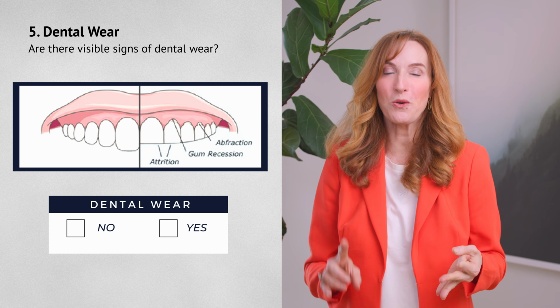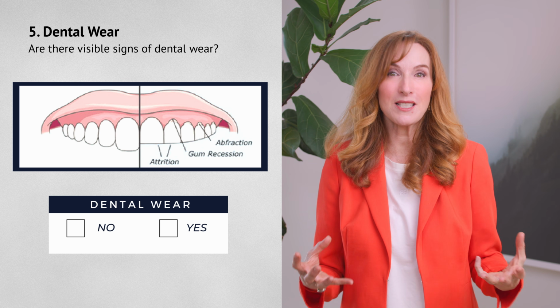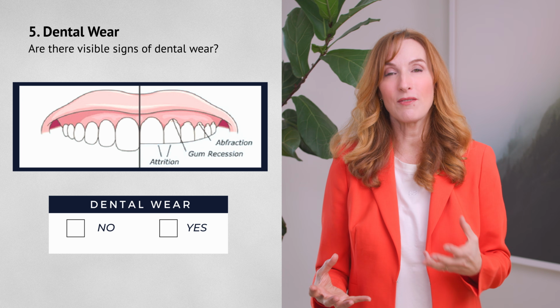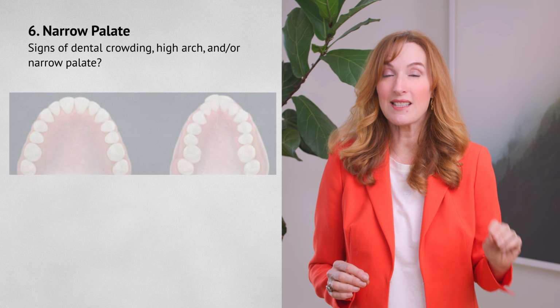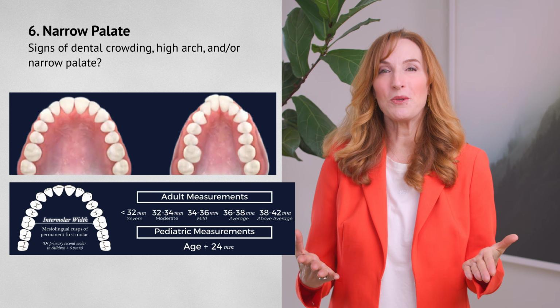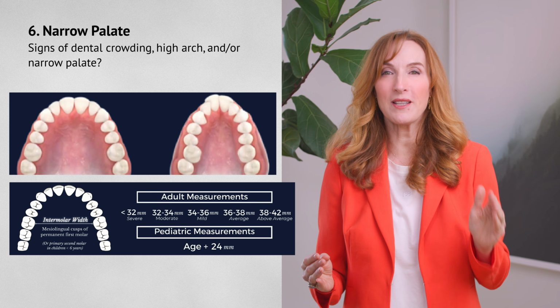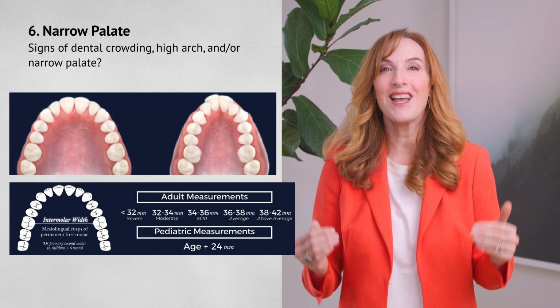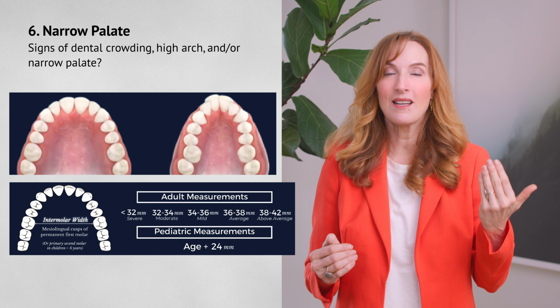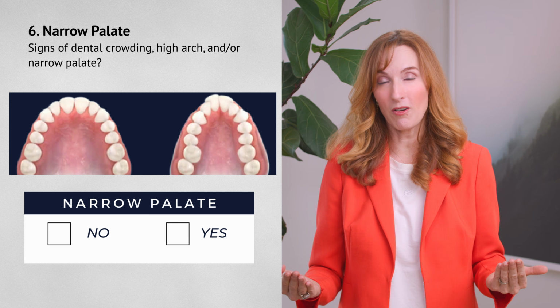All right, the next area to look at is dental wear. Do you see signs of attrition, gum recession, or abfraction? Anything that you see visibly that is showing that grinding or signs of wear on the teeth, mark that yes or no. The last element on the Fairest 6 is the narrow palate. So using the intermolar width between the mesiolingual cusp of the first molar, you're going to measure and use the index around what is considered normal or narrow. This is also looking at the arch shape. And of course, is there enough room for the tongue?